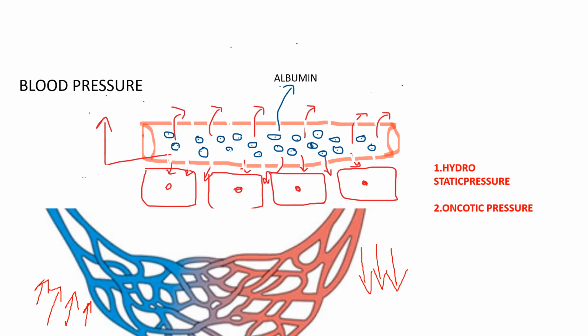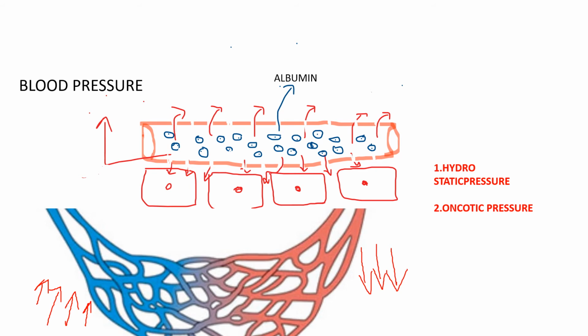Okay, one force, that is hydrostatic pressure, is pushing down the fluid and nutrients at the arterial end, and at the venous end, what happened? There will be the counteracting force which is pushing back again into the bloodstream. So there will not be any fluid accumulated in the interstitial space. Whatever is pushed down in the arterial end, in the venous end, it is pushed back. So that's how the plasma volume gets maintained in the bloodstream.